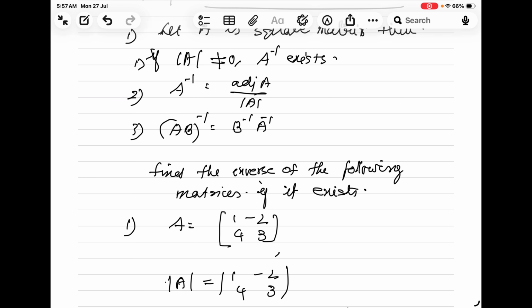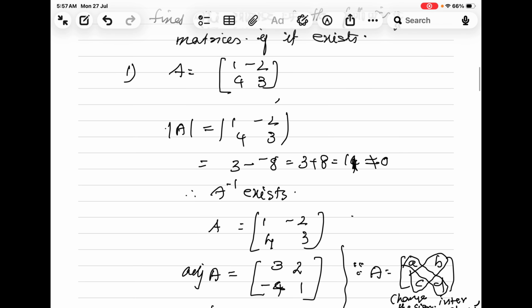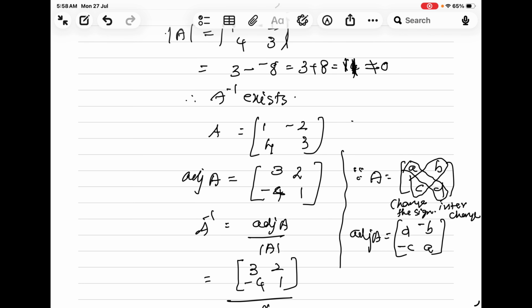Find the inverse of the following matrices if it exists. A equals matrix 1, negative 2, 4, 3. That is a 2 by 2 matrix. Determinant A is equal to determinant 1, negative 2, 4, 3. That equals 1 into 3 minus 4 into negative 2, that is 3 plus 8 equals 11, which is not equal to 0. Therefore, A inverse exists.